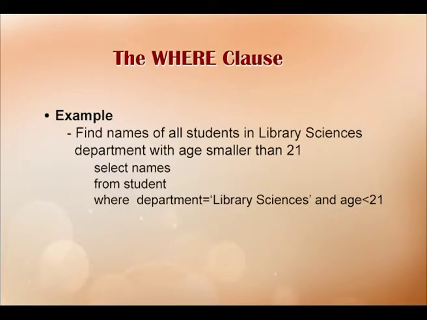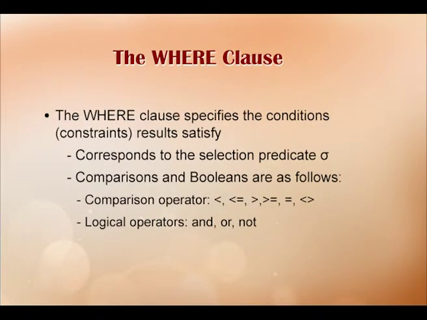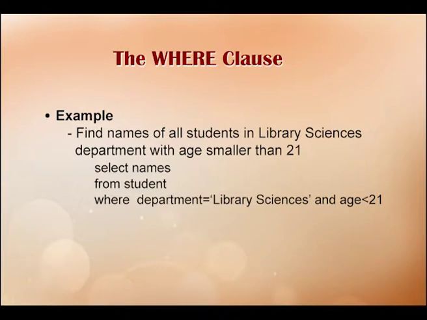Here we had given one example: find names of all students in the library sciences department with age smaller than 21. So, here I have to use select name from student where department is equal to library sciences and age is less than 21. Two conditions I have provided here. Just see, one is the comparison operator I used, the other is the logical operator I used. Department equal to library sciences is a comparison, and the other comparison I am providing is age less than 21. So, I used two conditions and I am clubbing them with and, that is the logical operator.